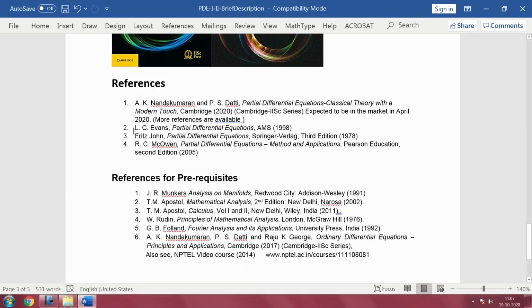So, there are many good, beautiful books to refer to. One of the few references I have given, L.C. Evans, Partial Differential Equations, and Fritz John, these are some classical references which you probably already know. And McOwen, and there are Pinchover and many other books. So, whichever you find suitable you can use.